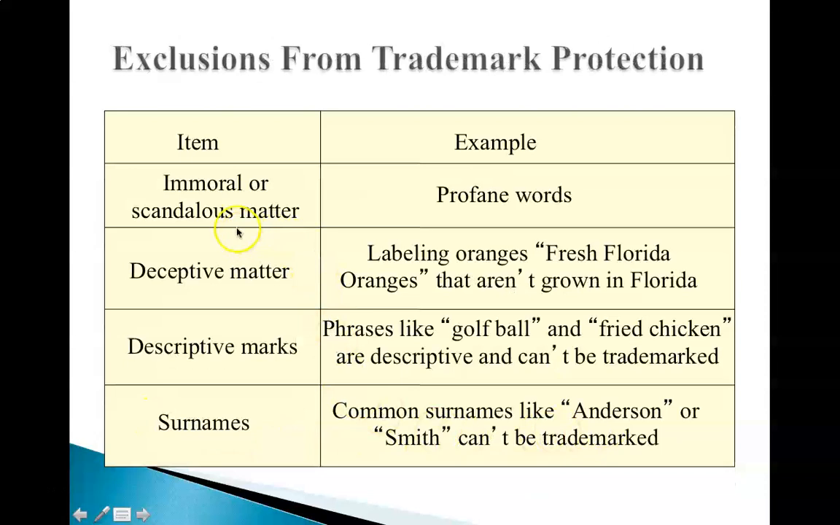Things that cannot be trademarked: immoral or scandalous matter, profane words, deceptive matter, so labeling oranges as fresh Florida oranges that aren't grown in Florida cannot be trademarked. Descriptive marks, like a golf ball, a phrase like golf ball fried chicken, being descriptive, can't be trademarked. And surnames cannot be trademarked.